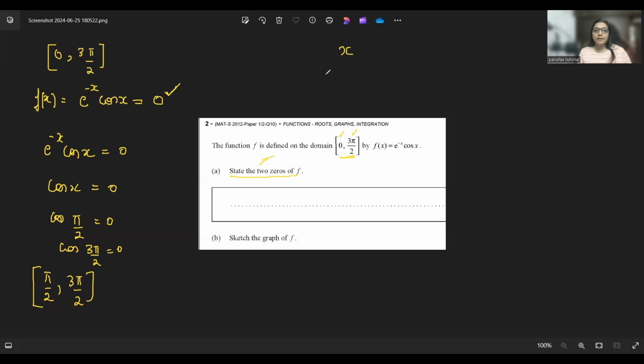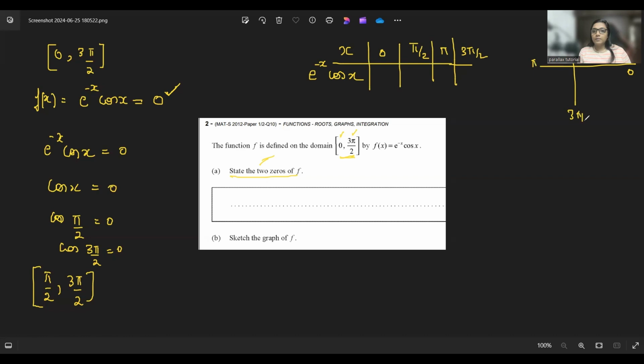So we have x and we have f of x, which is e to the power minus x cos x. And we are not going to go beyond. We are just taking 0, pi by 2, pi, and 3 pi by 2. The reason why we are doing this is, we have already discussed, this is 0, this is pi by 2, this is pi, and this is 3 pi by 2. So all our angles will lie in this domain, right, of x.